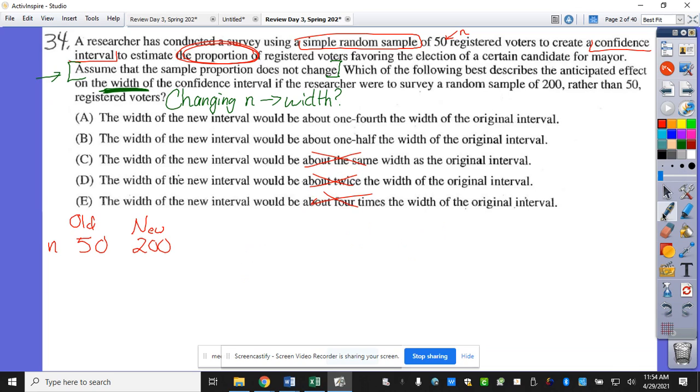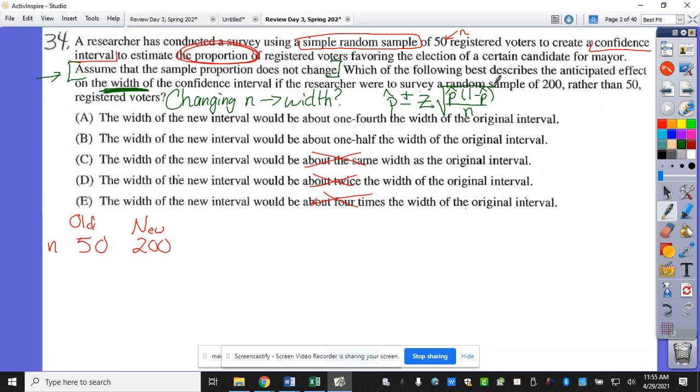Let's write, so this is not necessary, you don't have to write this part, but I want to talk about it. What is our equation for confidence interval for one proportion? P hat plus or minus z star times the square root of P hat times 1 minus P hat over n.